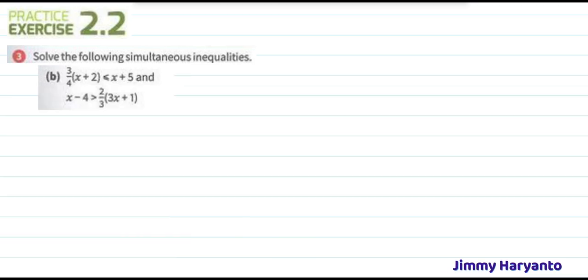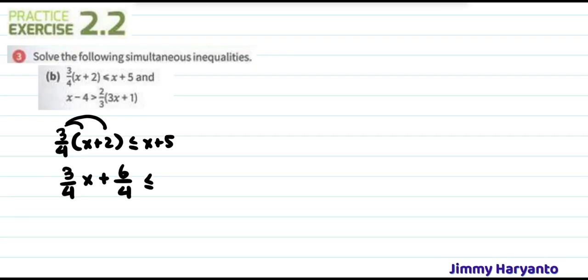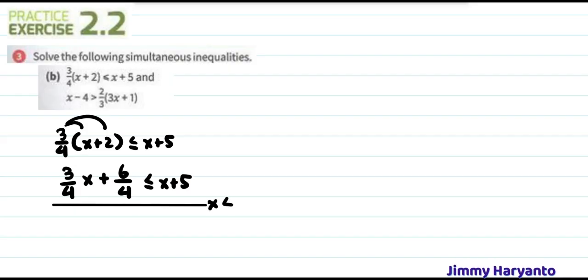Next is this one. For this one, I will solve this one first. 3 over 4 of x plus 2 less than or equal to x plus 5. I will multiply them all by 4. Oh no, I will move this one first. Multiply it first, like 3 over 4x plus 3 times 2 equals 6 over 4 less than or equal to x plus 5. And then you multiply them all by 4.